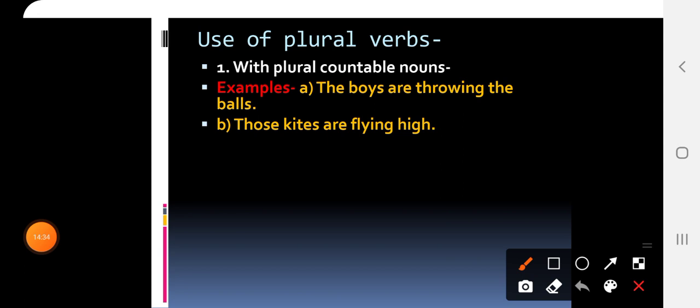In example A, the boys is a plural subject, that is why it took are, which is a plural verb, with it. In the next example, those kites is a plural noun or plural subject. That is why the plural verb are has been used with it.